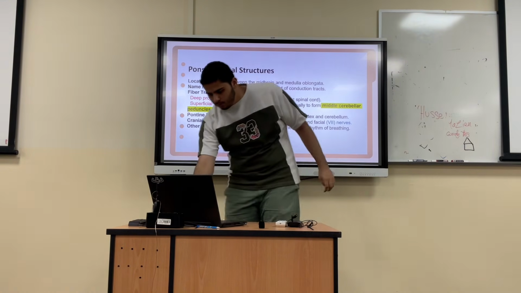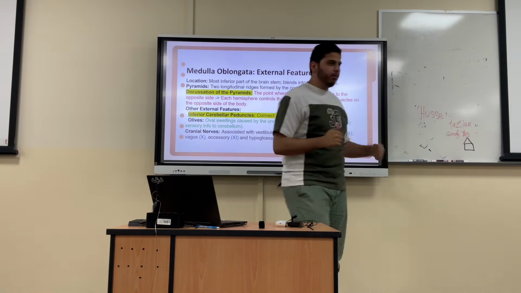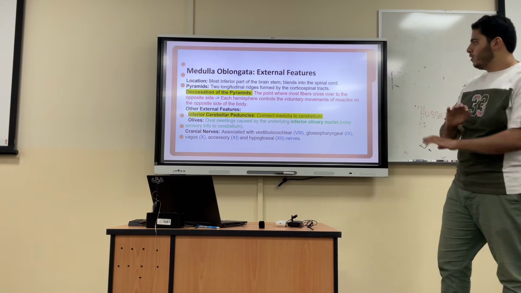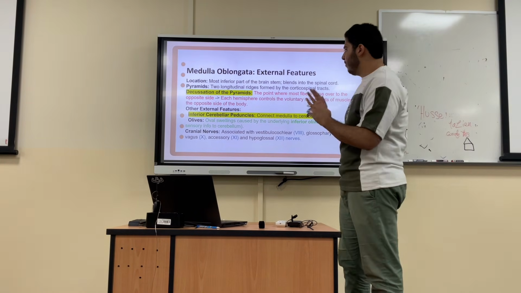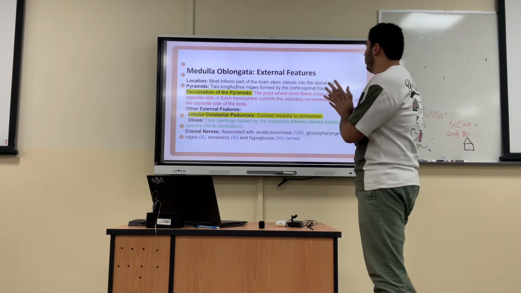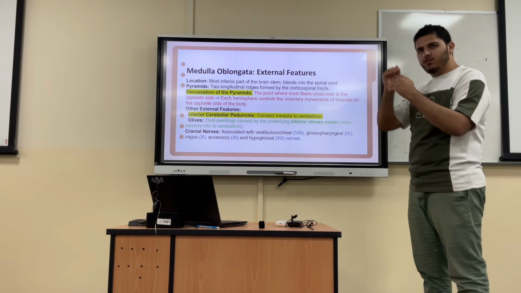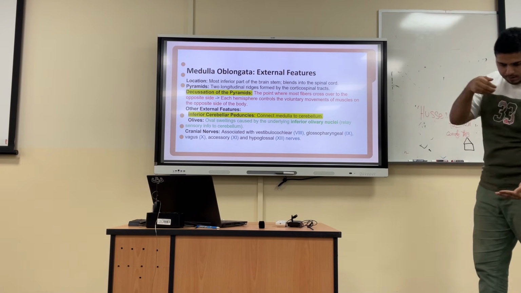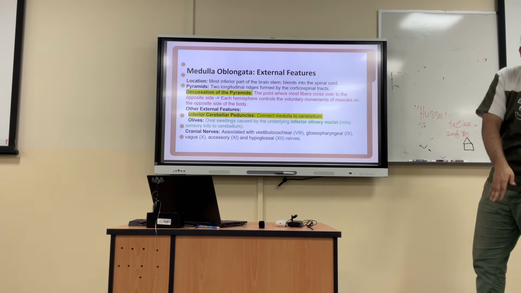Okay, now let's move on to the medulla oblongata. The medulla oblongata is the most important part of the brain stem. We should memorize everything here, literally. But not everything; I will highlight the most important things. Now the location is the most inferior part of the brainstem, which blends into the spinal cord. It's the one that directly continues into the spinal cord.